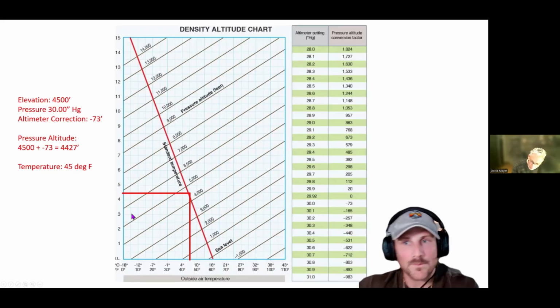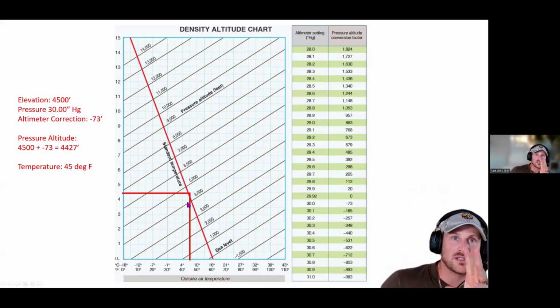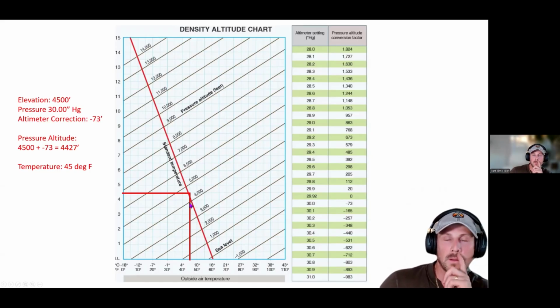Yeah, that's what I was doing. I mean, that should work, but I think your 4,000 line is down here. If it was 4,000 feet pressure altitude, that would be a density altitude of about 3,900. It looks like 3,800.